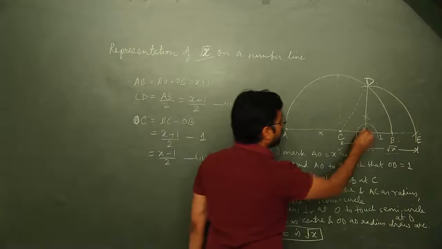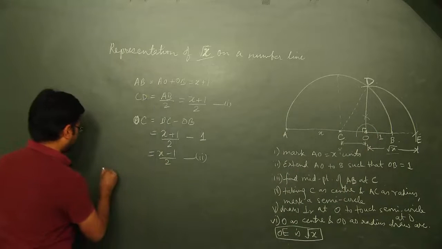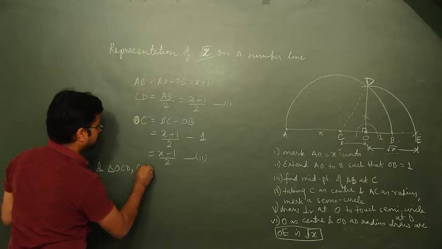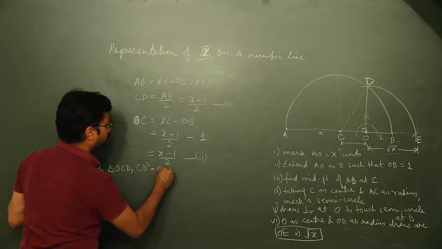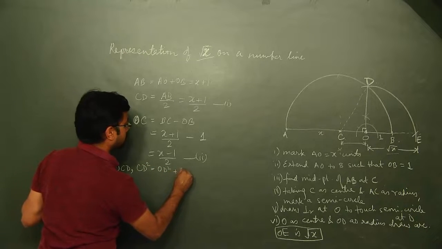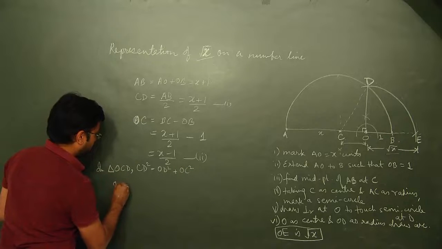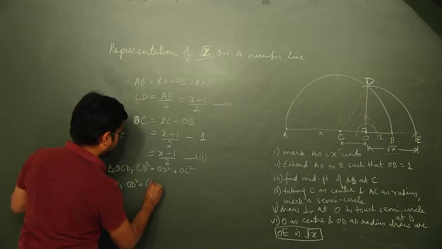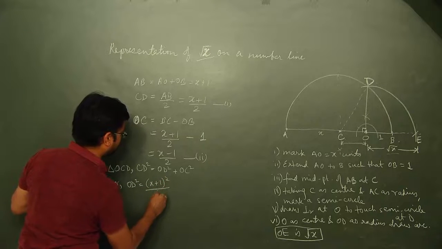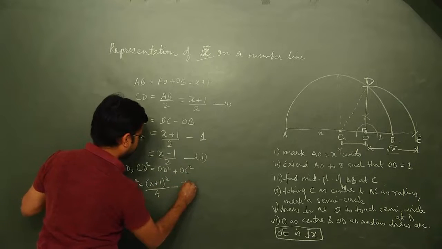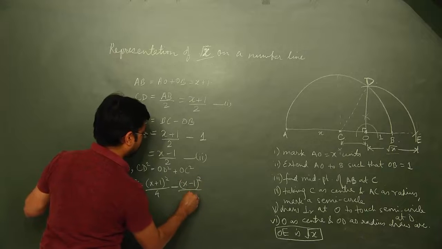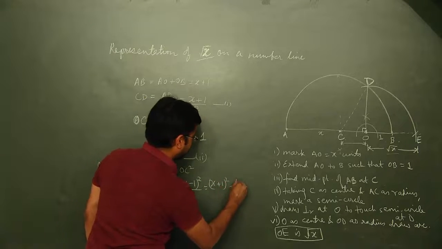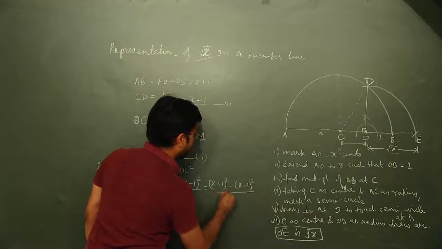Now take the triangle OCD. In triangle OCD, what do you have? CD square is equal to OD square plus OC square. Or you have OD square is equal to CD square. CD square is how much? X plus 1 by 2 whole square by 4 minus OC square, which is x minus 1 whole square by 4. So you have x plus 1 whole square minus x minus 1 whole square divided by 4.